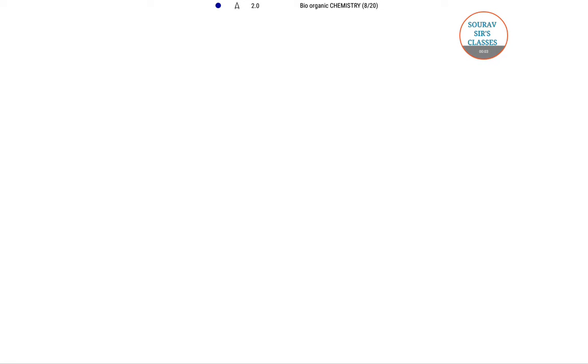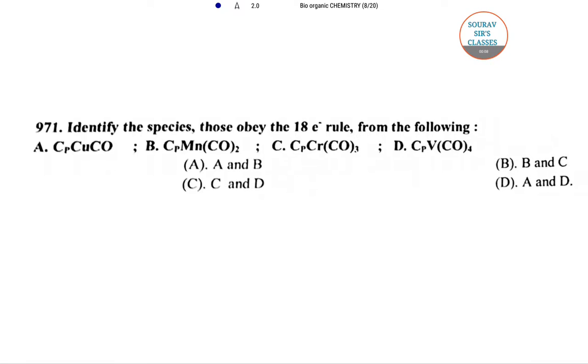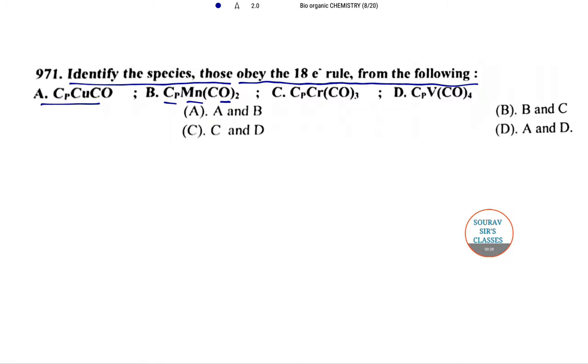Let us discuss something from bioorganic chemistry. Identify the species that obey the 18 electron rule from the following: CpCuCO, CpMnCO2, CpCrCO3, CpVCO4. Now you have the options here: A and B, B and C, C and D, and A and D. What are the species that obey the 18 electron rule? So let's discuss them one by one.